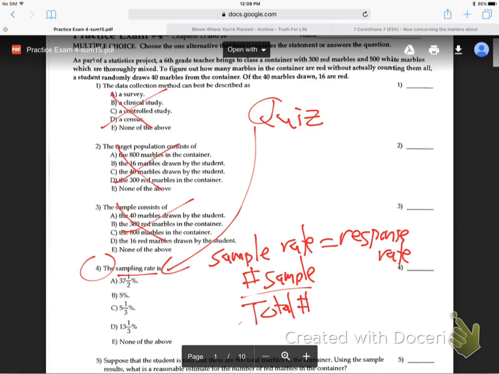So what's the number in the sample? 40 marbles drawn, right? 40 in the sample. Out of what's the total number of marbles? The container has 800 marbles. Does that make sense? Divide that in your calculator and you get 0.05, which is 5%, which is B.